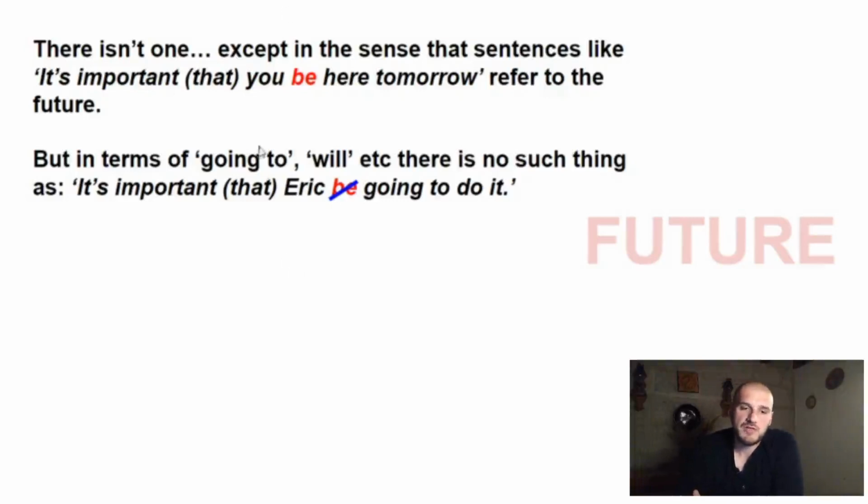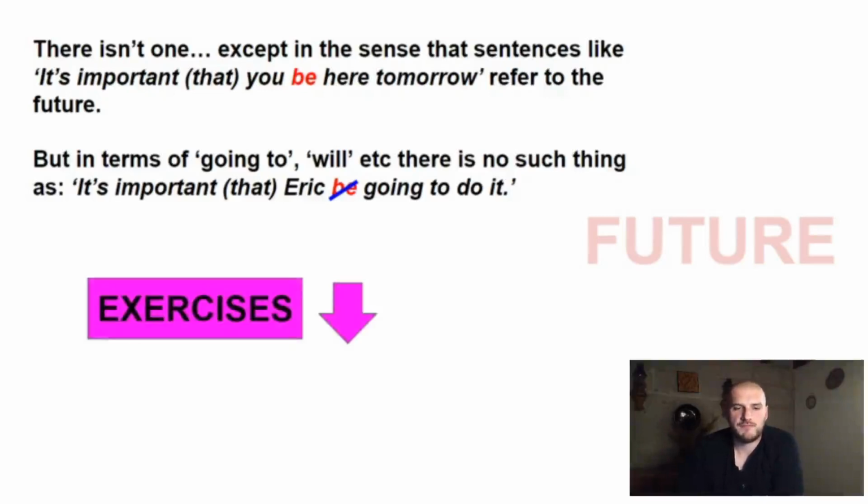In terms of going to and will, there is no such thing, for example, as it's important that Eric be going to do it. It's important that Eric do it tomorrow is fine, and it is a reference to the future, but we don't actually use a subjunctive in the future tense in that way, okay? Let's have a look at some exercises.